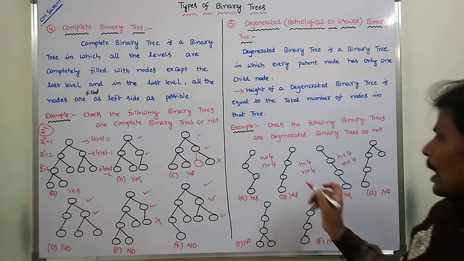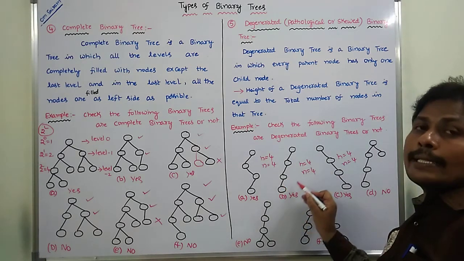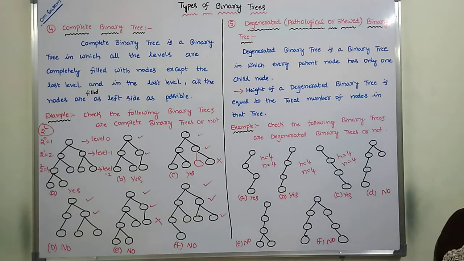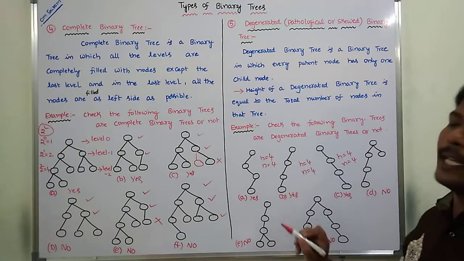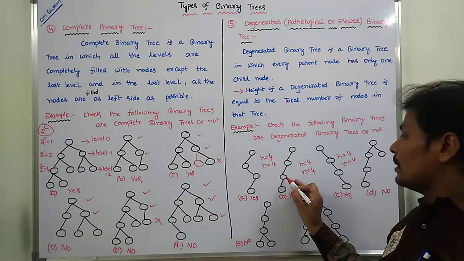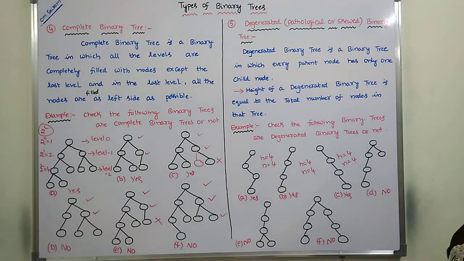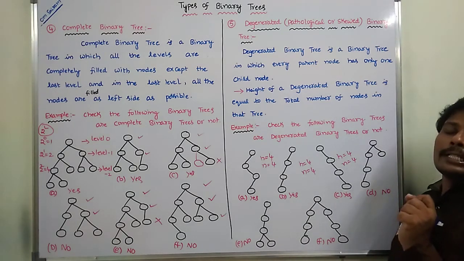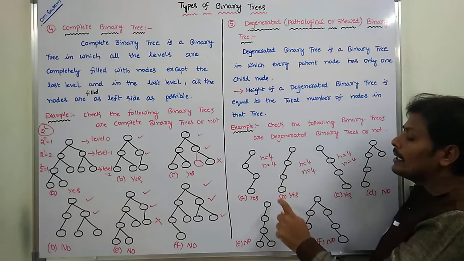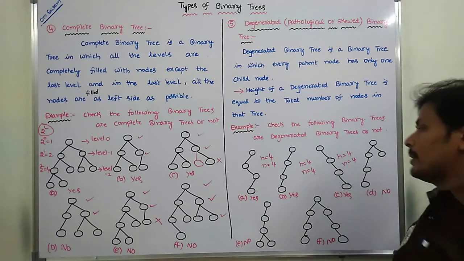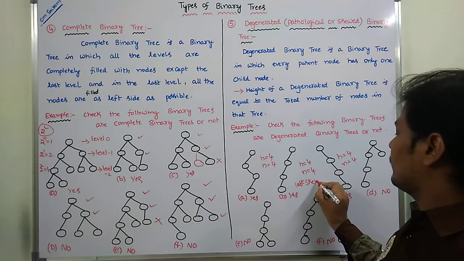Now consider this tree. In the tree, all the children are inserted as left child. For this node, this is the child, and this child is inserted as left child for this node. For this node, this is the child, so this is inserted as left child. That means for a node, its children are inserted as left child. Hence we can say that it is called a left skewed binary tree.